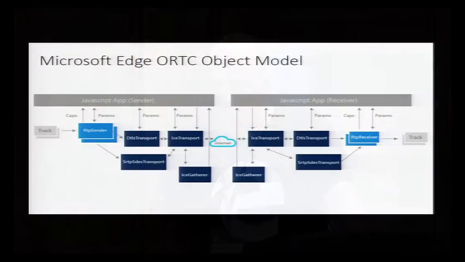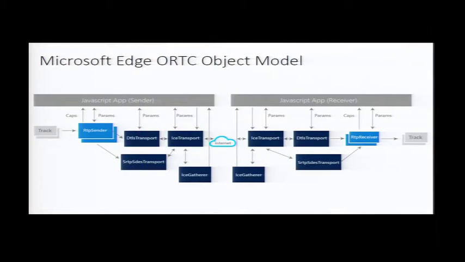So a little bit about the Edge ORTC object model. If you've looked at the regular ORTC objects, there are a couple of things that are different. We support basically the objects that are in the WebRTC 1.0 object model, roughly, which includes the sender, the receiver, the DTLS transport, the ICE transport. We do have the ICE gatherer as well, which is unique to ORTC. We also support, in addition to DTLS transport, SRTP SDES.